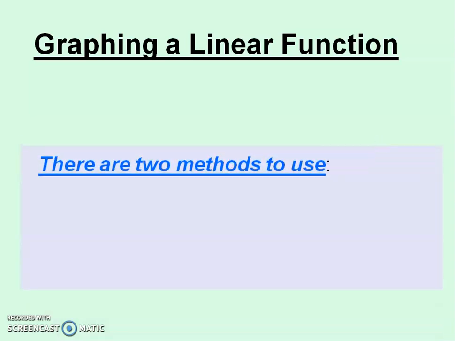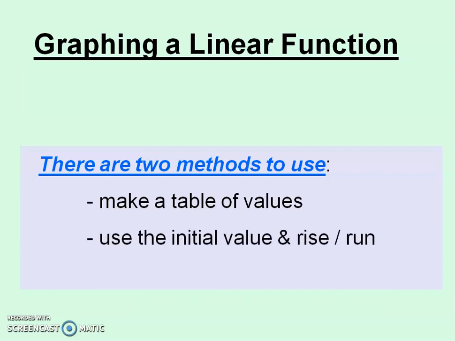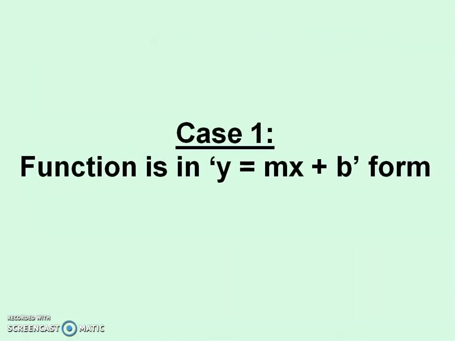When you're graphing a linear function, there are two main methods that we'll be using, and you can pick whichever one is best for you. You'll never have to use one or the other. The first one is to make a table of values and then to graph those points, and the second one is to use the initial value and the rise over run, which is the slope, and we'll talk about that in a little bit. So for now, we'll talk about case one. There will be another video for case two.